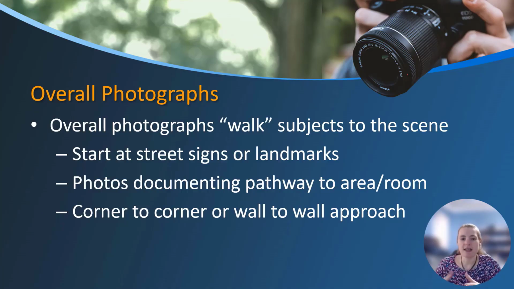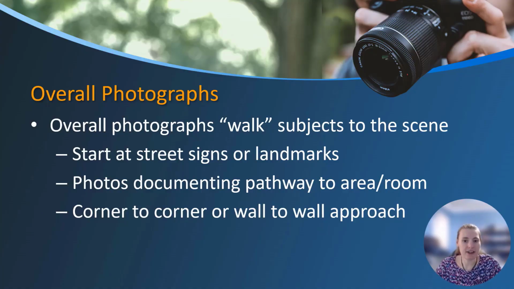The best way to think about overall photographs is that you should walk your viewer from a known location to the crime scene. Oftentimes, good overall photographs will actually start at a street sign because that's a clear marker, right? You have an intersection of two streets, you start at that street sign taking a photo of it, and then you proceed to take a series of photographs showing the viewer eventually how you moved from that street sign to the location of the crime itself.